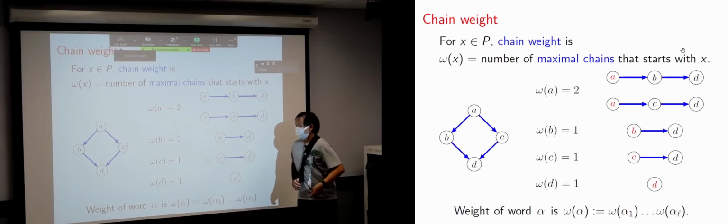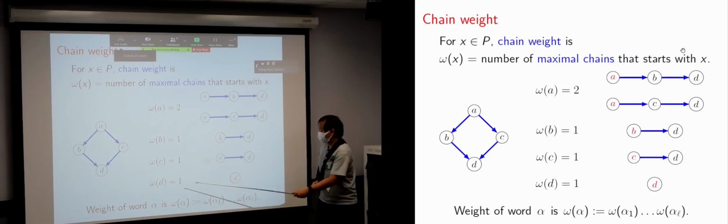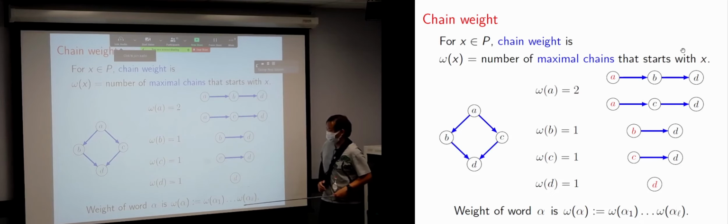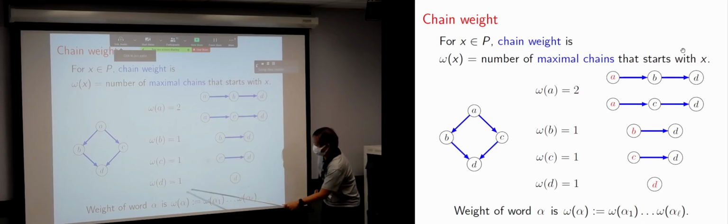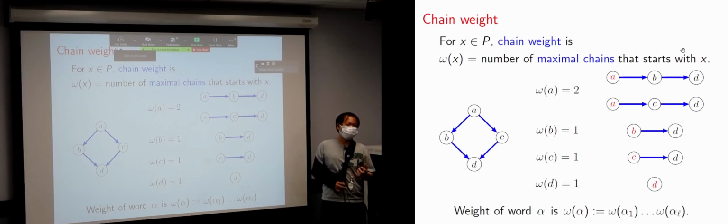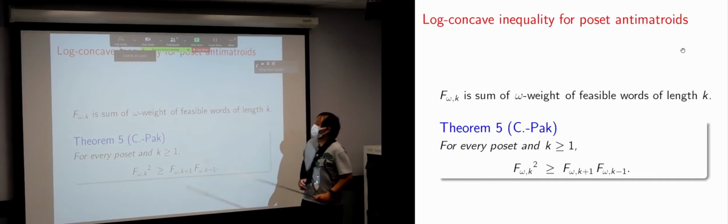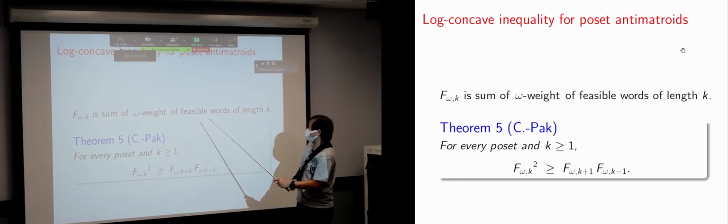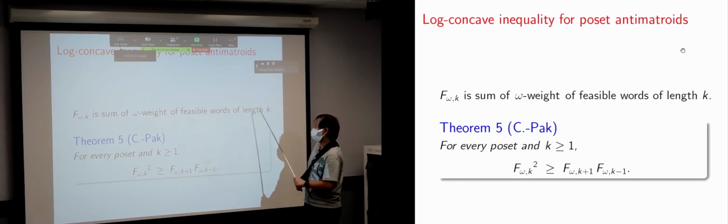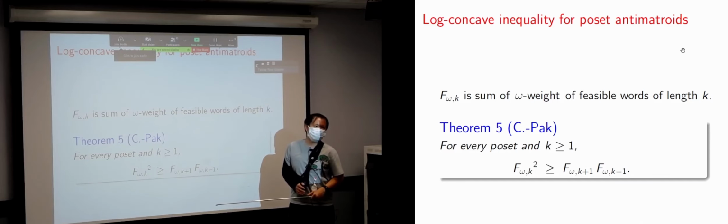Okay. And now that we have a weight on letters, we can extend this to a weight on words by simply taking the product of the weights of the letters given over here. That is how we define the weight of a feasible word. Okay. And now the question is like this. Suppose that now I count the number of feasible words of fixed length k, but I count it using the chain weight, not the uniform weight.